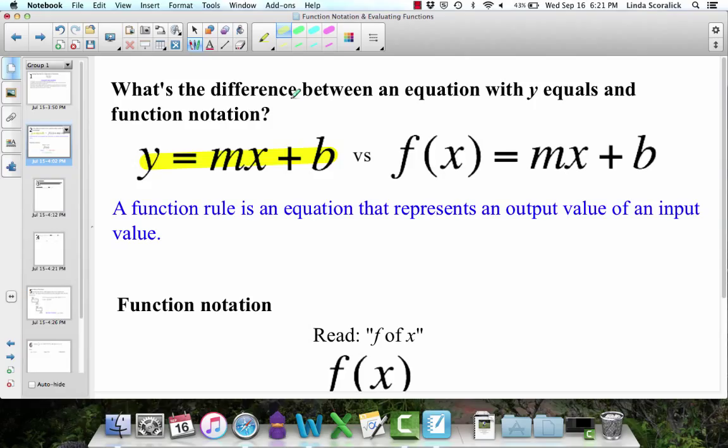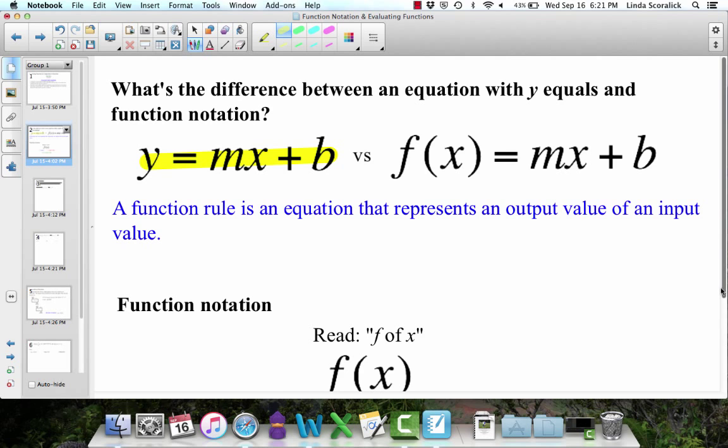Well, what's the difference? Basically, a function rule is an equation that represents an output value of an input value, but as far as we're concerned, there's not really a huge difference between the two representations. Really, the one on the right is kind of being a little bit more specific, and it's telling you right away that it is a function. So not a huge difference there that you need to be worried about.